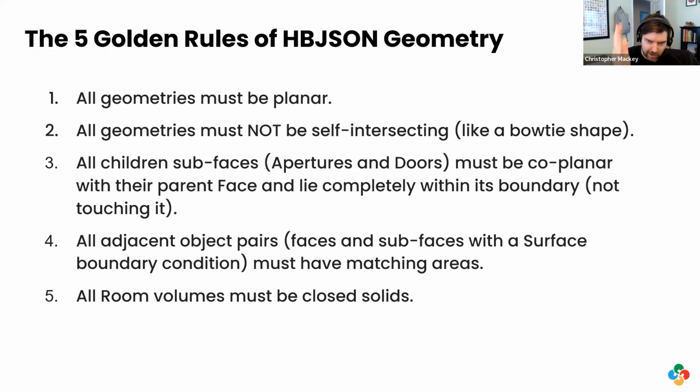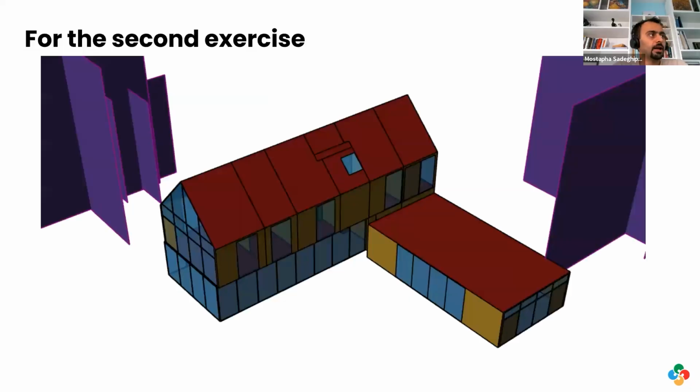And the validation that Mustafa showed you will tell you if any of these 5 golden rules are in violation, so that you can fix them and zoom into the different parts of the model and fix them. And so the pact is, as long as your model's valid, as long as you follow these 5 rules, you'll be able to send your model to any of the interfaces we connect to without errors or warnings. Yeah. Thank you, Chris. No problem.